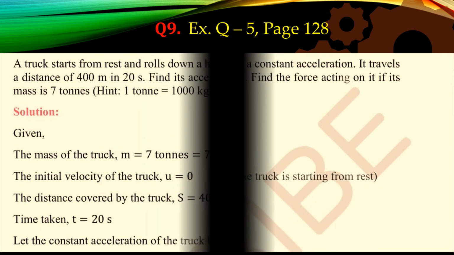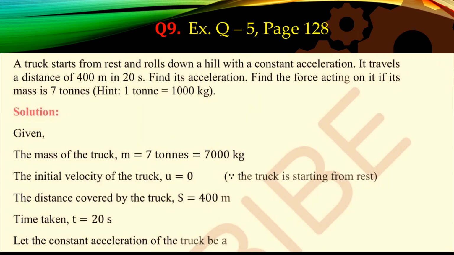Now we will discuss a numerical question from the exercise, question number 5. A truck starts from rest and rolls down a hill with a constant acceleration. It travels a distance of 400 meters in 20 seconds. Find its acceleration. Find the force acting on it if its mass is 7 tons. Hint: 1 ton equals 1000 kilogram.